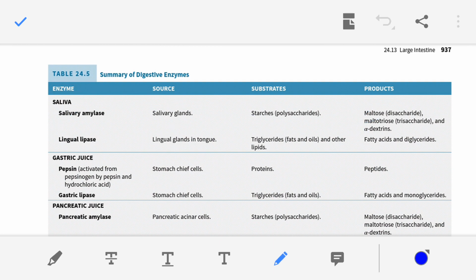Then in the mouth there is a tongue, and in the tongue there is a lingual gland. The lingual gland secretes saliva once again, and this saliva has the enzyme lingual lipase. Lingual lipase digests a very little fat and oil. Triglycerides are converted into fatty acid and diglyceride.